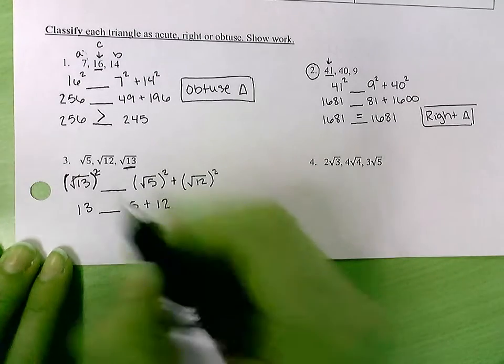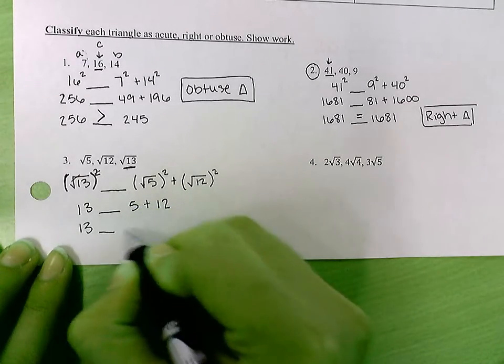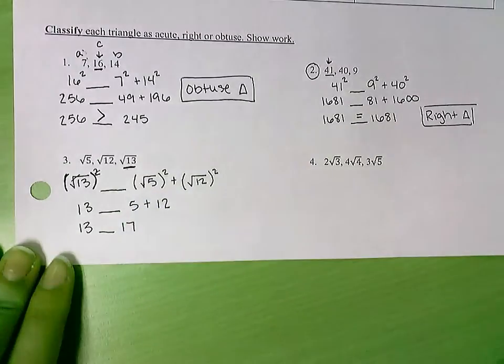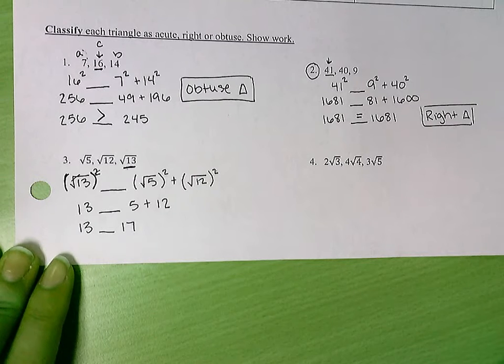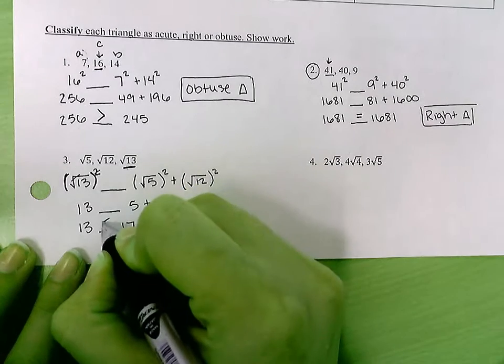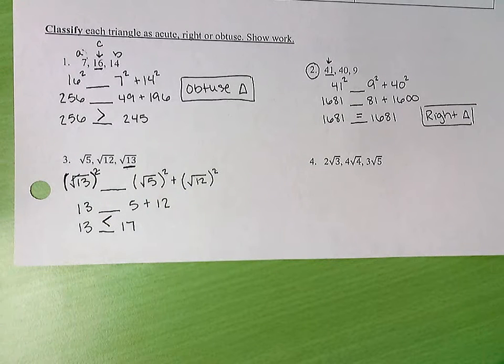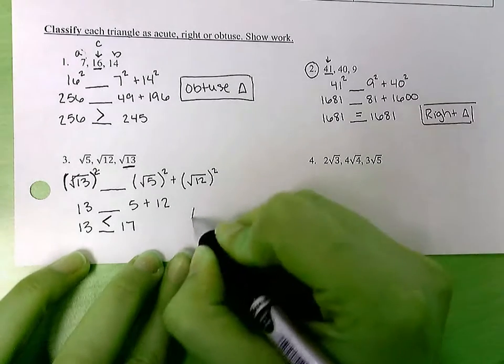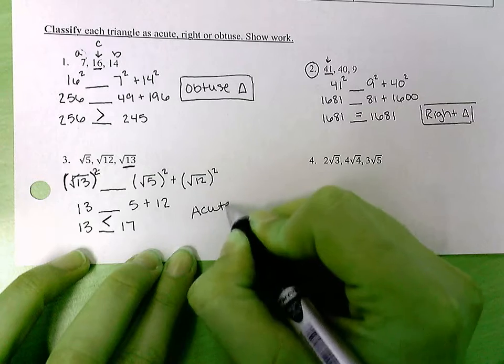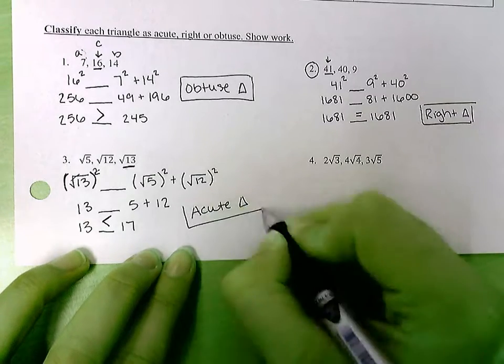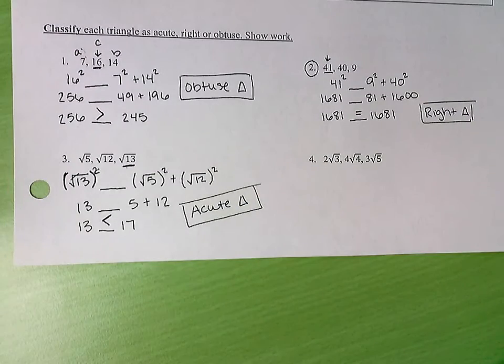Now I can combine these. So I have 13 compared to 17. Now 17 is greater, so we have 13 less than 17. Looking back up at your chart up there, that would make this an acute triangle. Questions on 3?